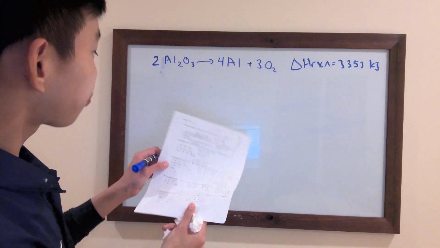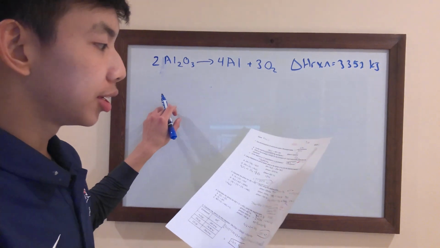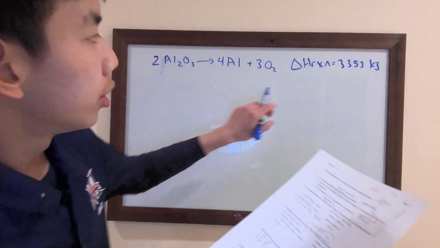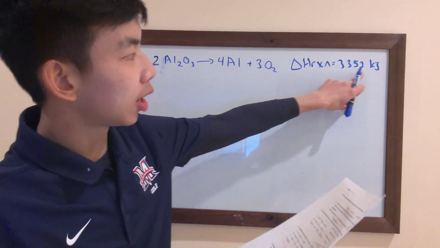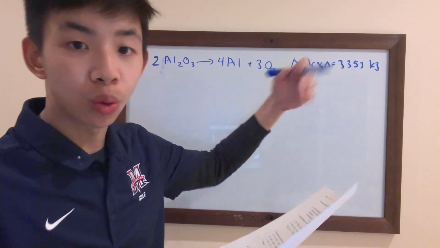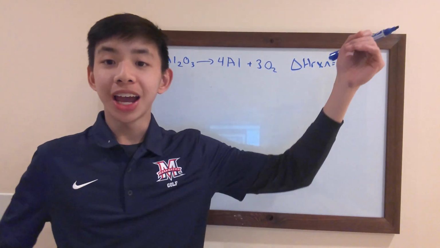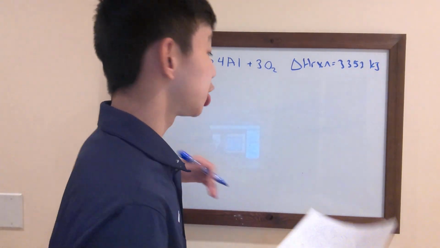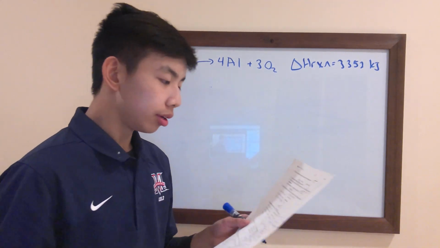For 1A, it says, is this reaction endothermic or exothermic? So look, the enthalpy is on the outside, and since it's on the outside and it's positive, it's requiring it. You need this heat. Because heat is going into the system, it's going to be endothermic. So 1A is going to be endothermic.